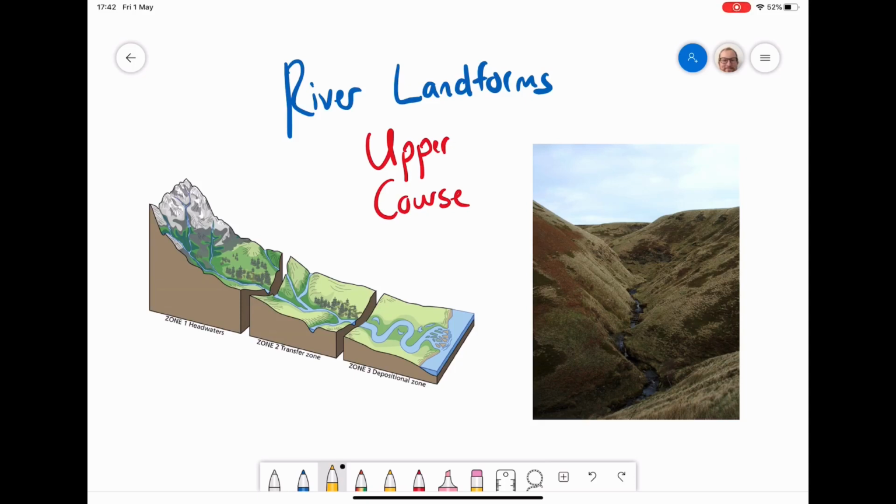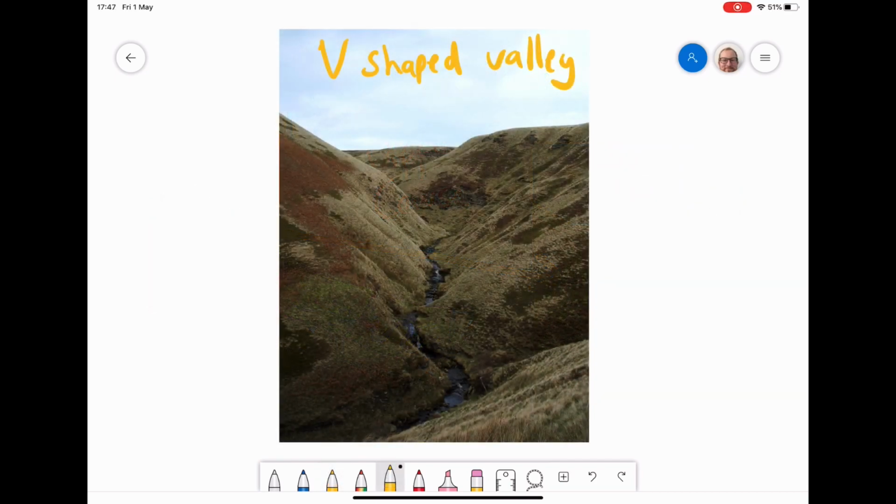Today I'm going to talk about the river landforms that are formed in the upper course, and the river processes and weathering processes that help create them. So the first landform I want to talk about is a V-shaped valley, and the reason it is called a V-shaped valley is when we look at the cross-section of the river, it looks like a V.